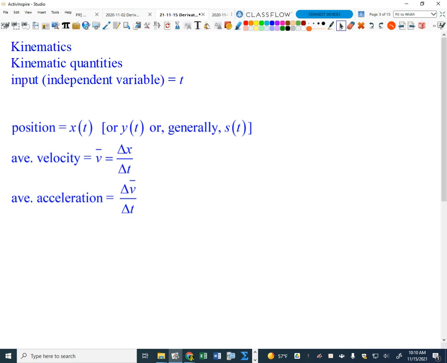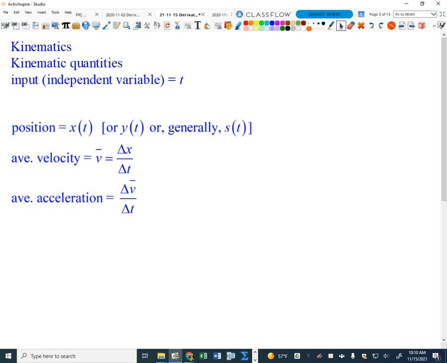So average velocity is just change in position over change in time, right? When we put a bar over something, it means average, okay? So average velocity is just change in position, which you call, what do you call that in your physics class? Change in position. Displacement, right? Okay, so displacement is change in x over change in time. Okay, there's average velocity. Average acceleration is just change in velocity over change in time.